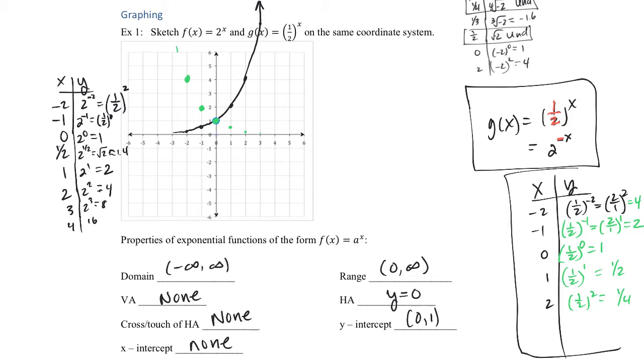So in this case, these are decreasing functions with that same y-intercept and same horizontal asymptote. So it still shares these same properties.